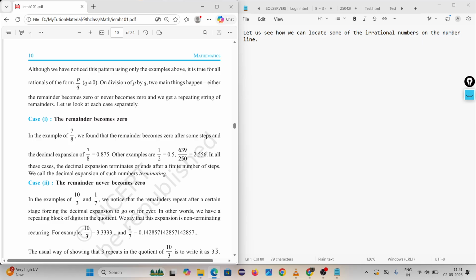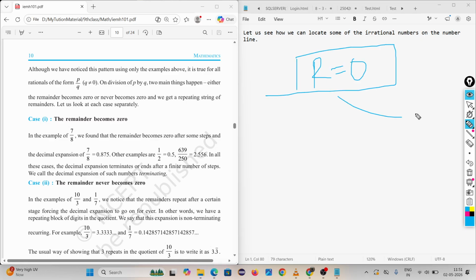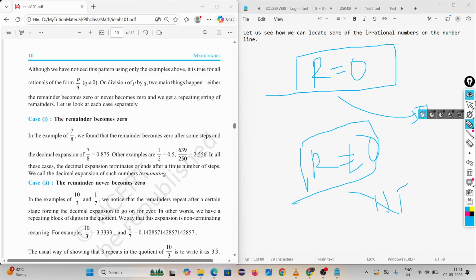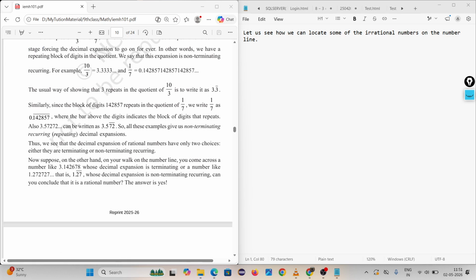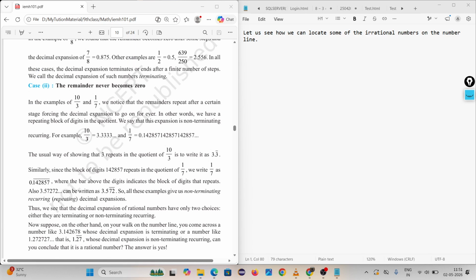Just wait 1 second. If the remainder becomes 0, in that case you 100% get terminating. If the remainder does not equal 0, at that time non-terminating. Look, that is written in your book.